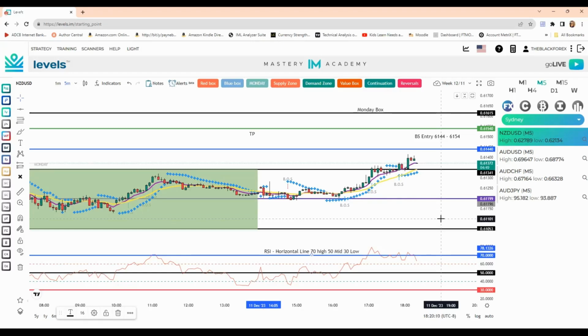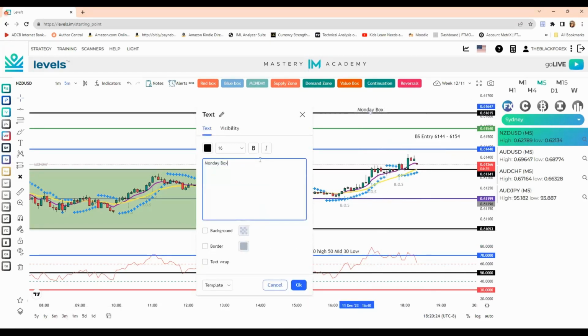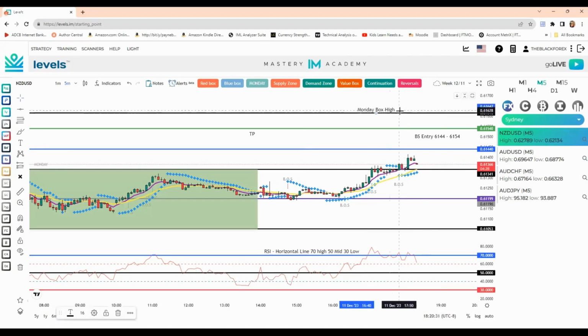Okay, what we're doing right now is a pending order. On the break and retest, we want to see the market come out once, go back down into the box, and come out a second time. Once it comes out the second time, we expect it to go up to the Monday box, which I'm just going to call the Monday box high. We're expecting it to buy that Monday box high. So on this trade on NZD, I'm not looking to go farther than 61.61.